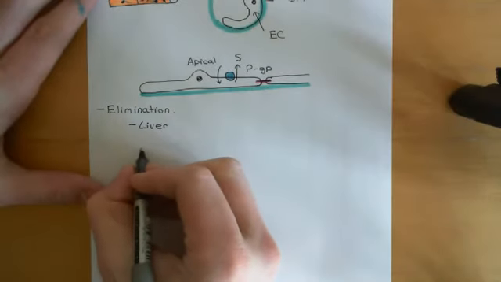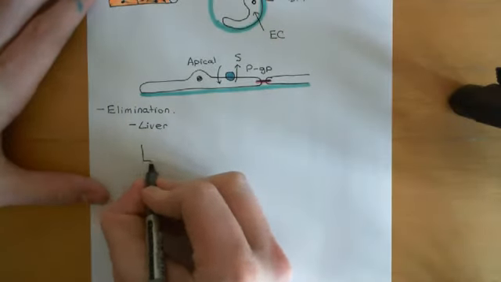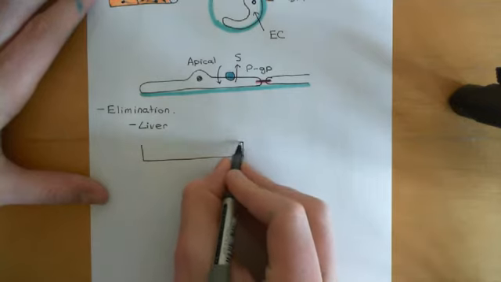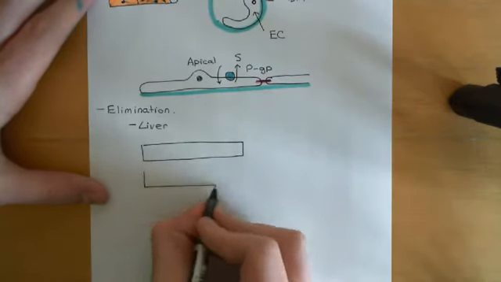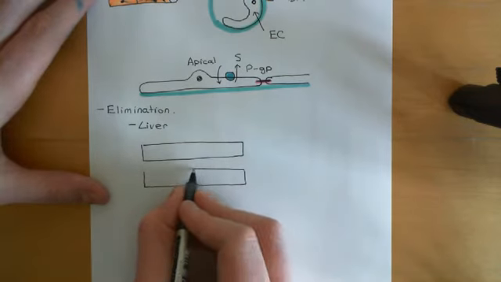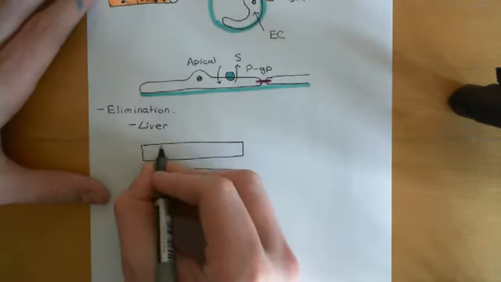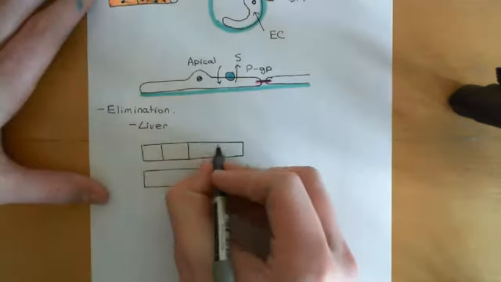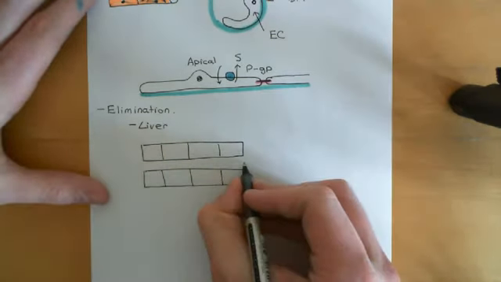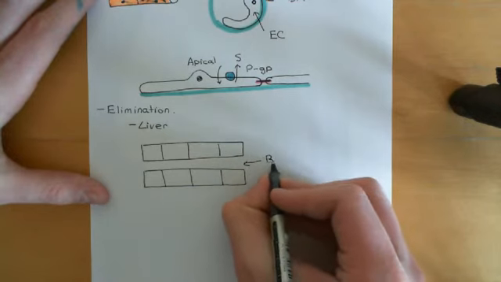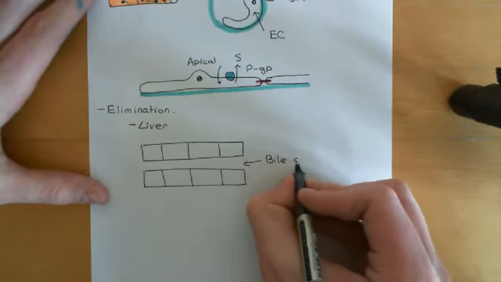Okay, so let me draw one of these. We're going to take a cross-section through one of these tubes, and we're going to see the cells that line the tube here, like so. So this is the tube here, and then we've got the cells that are lining the tube here. Now, the tube has a special name. It's what is known as a bile canaliculus.